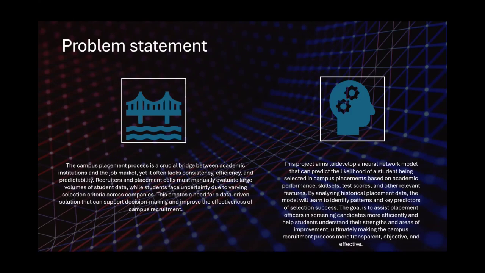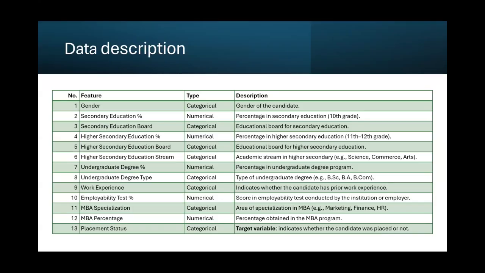I have identified 12 variables that are useful to predict the chances of an applicant to receive a job offer. The data that is used is gender, secondary education percentage, secondary education board, higher secondary education percentage, higher secondary education board, higher secondary education stream, undergraduate degree percentage, undergraduate degree type, work experience, employability test percentage, MBA specialization, and MBA percentage. Our target variable is the placement status, which indicates whether the candidate was placed or not.